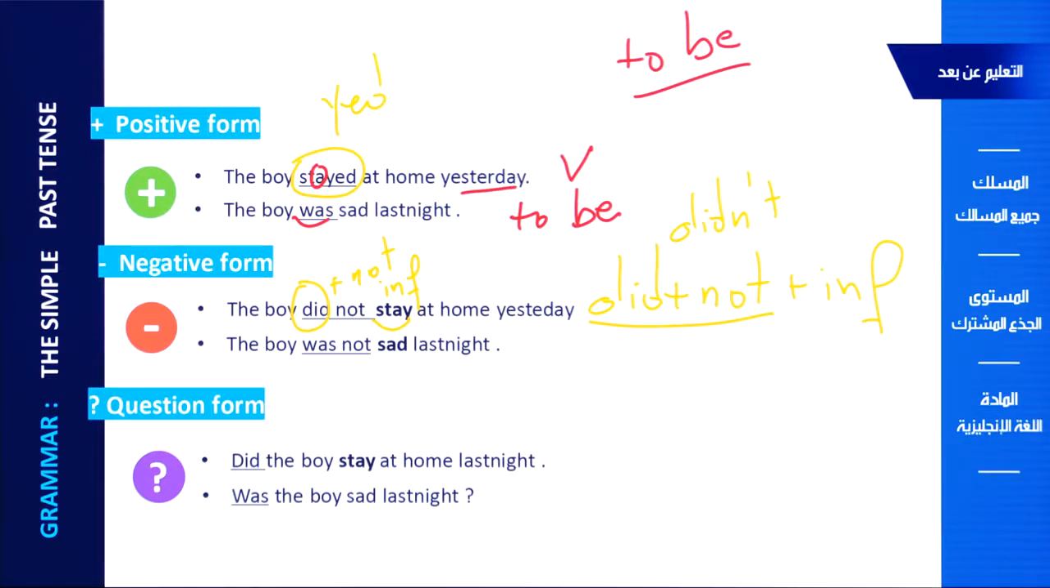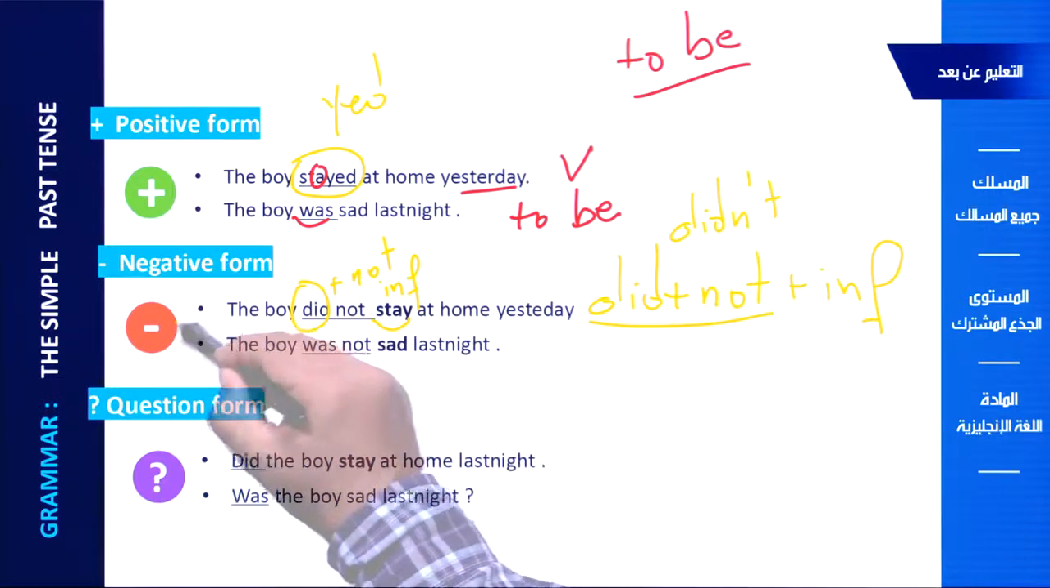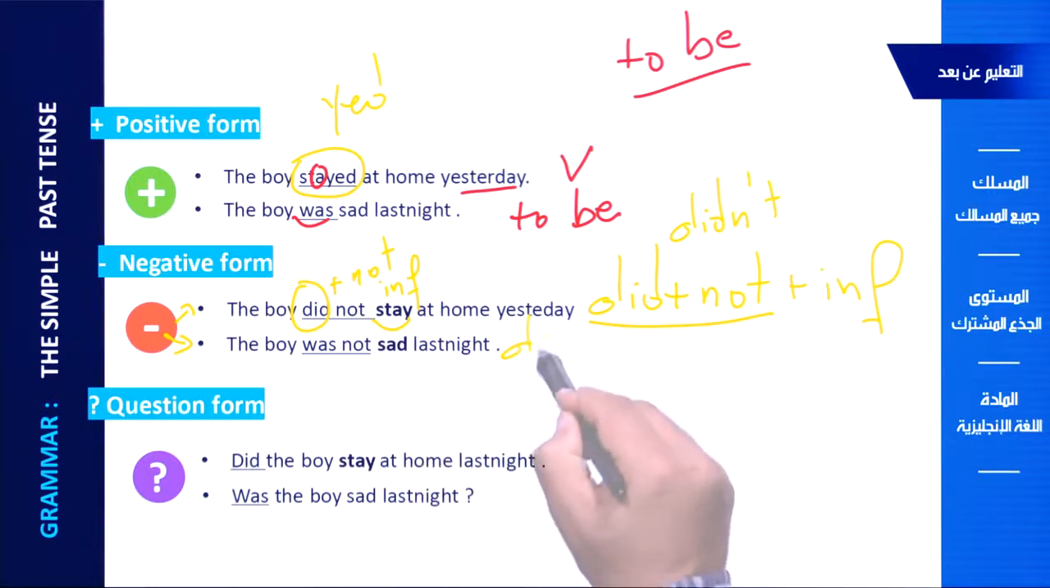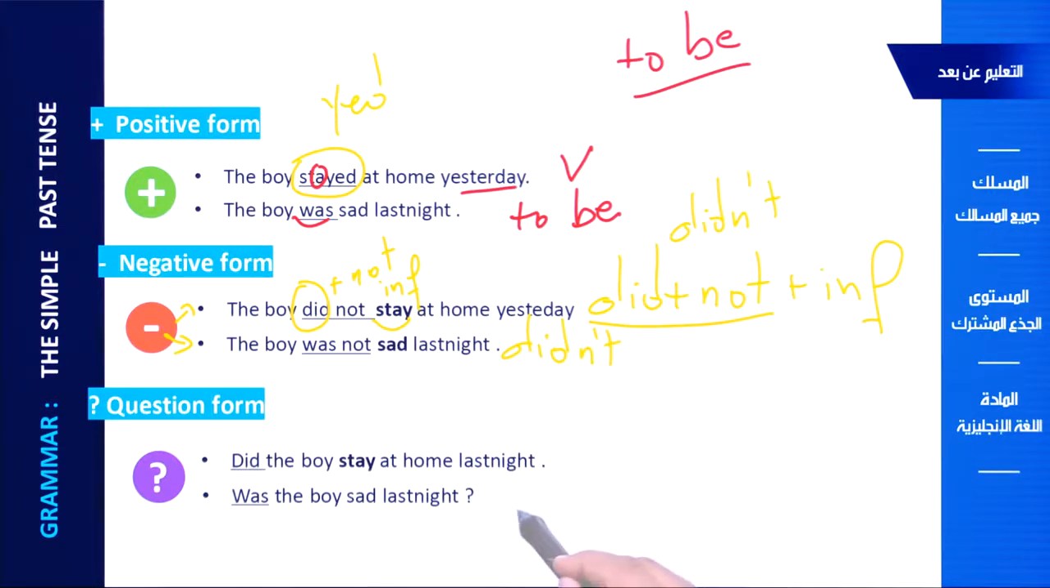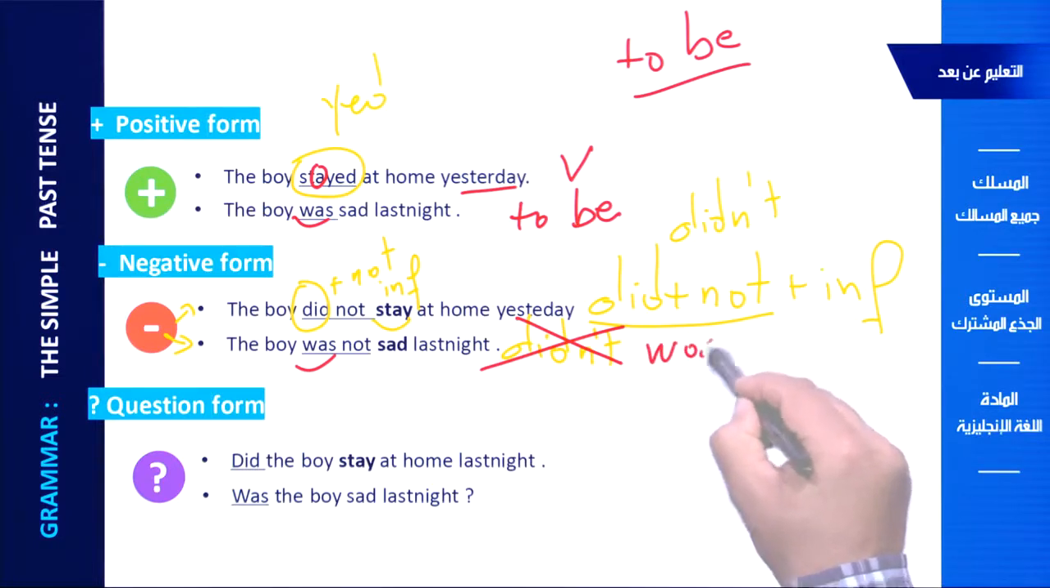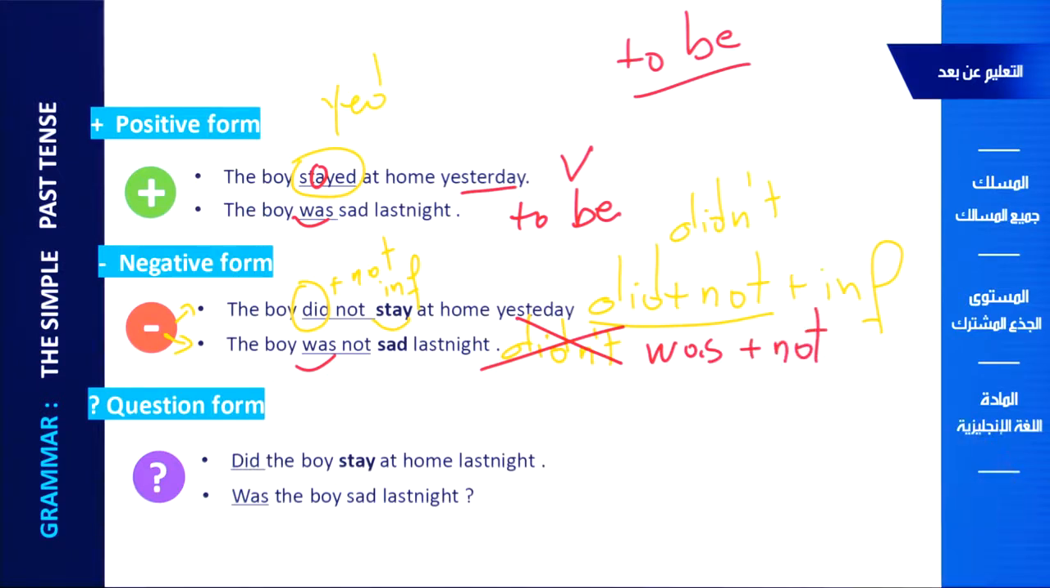So let's go back and see the next example. The boy was not sad last night. So this is negative and this is negative. But in this negative form, we don't have didn't. Why is that? We don't have didn't because the verb is to be. And when the verb is to be, it can be positive, it can be negative itself. So what do we say? Was, and I place not, as we have seen last time in the previous lesson. So the boy was not sad last night. I didn't use didn't, I just use was plus not.